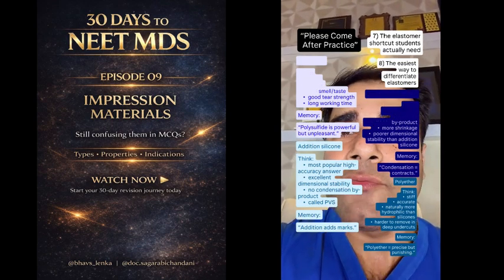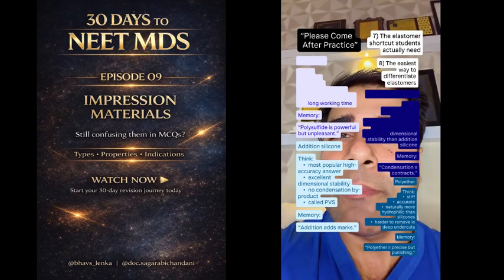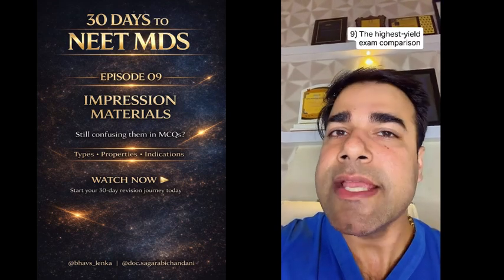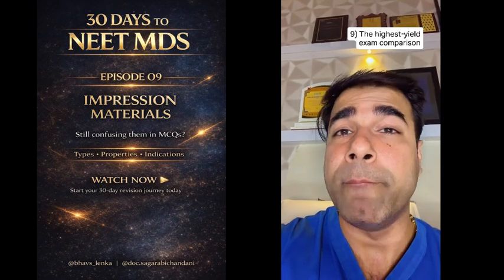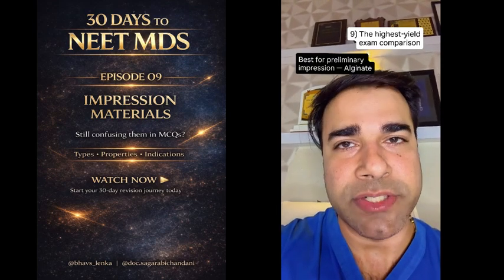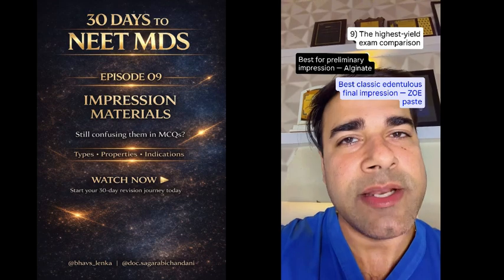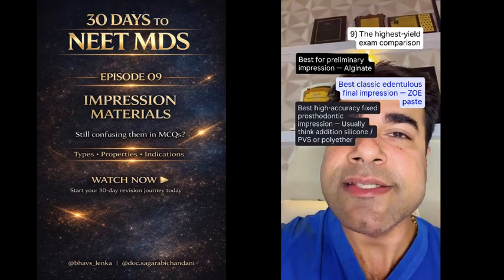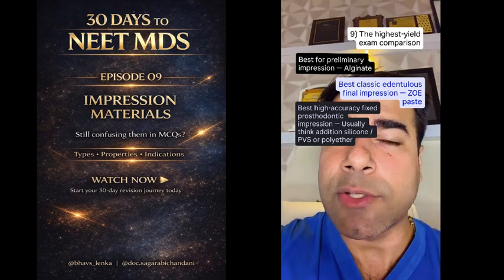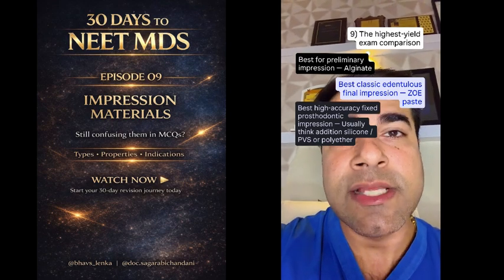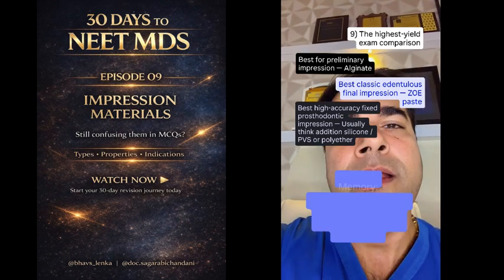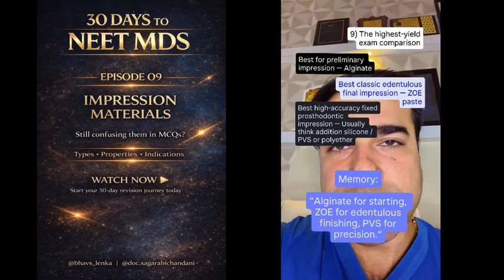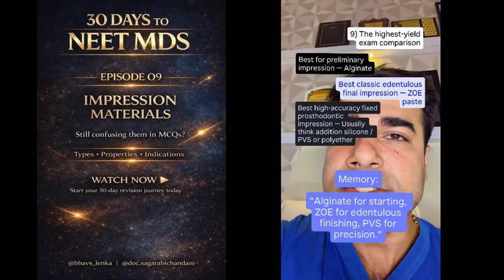These broad property differences are well established in the impression material literature and educational reviews. Next, the highest yield exam comparison. Best for preliminary impression, alginate. Best classic edentulous final impression, ZOE paste. Best high accuracy fixed prosthodontics impression, usually think addition silicones or PVS or polyethers depending on what is appearing. Memory, alginate for starting, ZOE for edentulous finishing, PVS for precision.